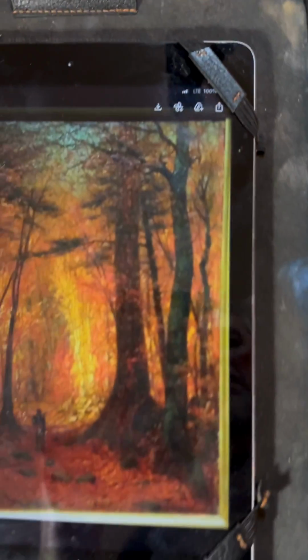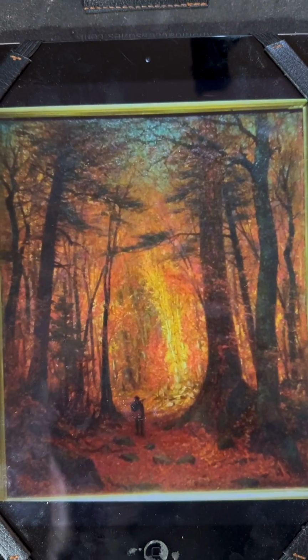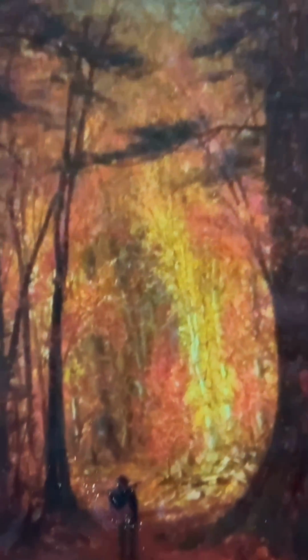Today we're going to study Sanford Robinson Gifford. So Sanford Robinson Gifford, and on here you go. This is the painting that we're actually going to study. Not looking to replicate it exactly, but yeah, I found this painting by accident.